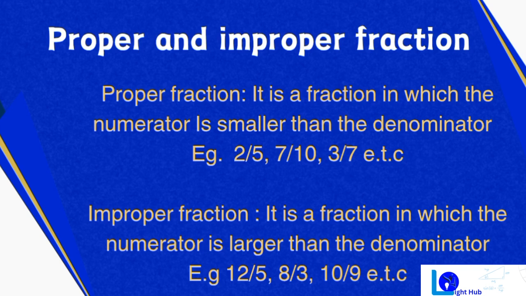Improper fraction: it is a fraction in which the numerator is larger than the denominator. Examples: 12/5, 8/3, and 10/9, so on and so forth. So you can see 12, 8, and 10 respectively are large numbers, while the denominators 5, 3, and 9 respectively are smaller than the numbers they carry on top.